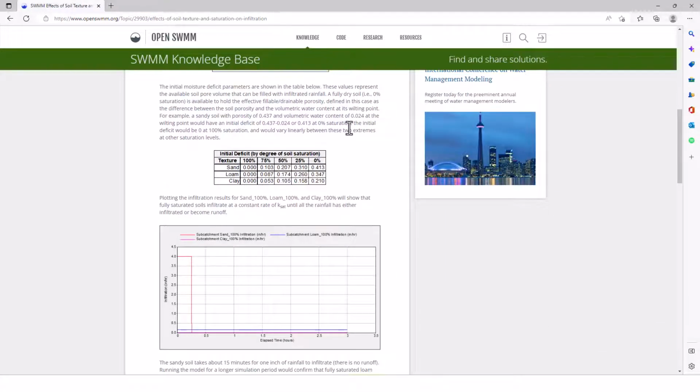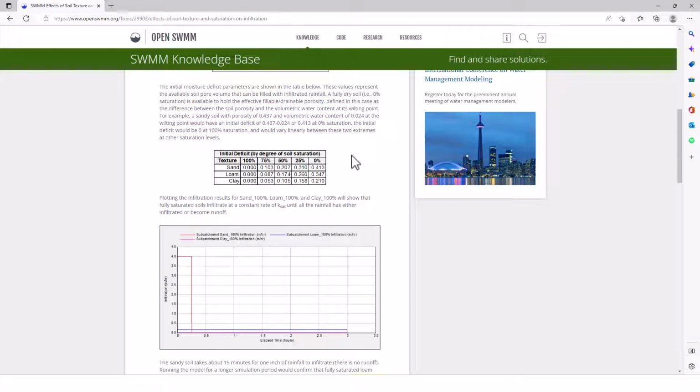The initial moisture deficit parameters are shown in the table. These values represent the available soil pore volume that can be filled with infiltrated rainfall. A fully dry soil, i.e. 0% saturation, is available to hold the effective fillable/drainable porosity, defined in this case as the difference between the soil porosity and the volumetric water content at its wilting point. For example, a sandy soil with porosity of 0.437 and volumetric water content of 0.024 at the wilting point would have an initial deficit of 0.437 minus 0.024, or 0.413, at 0% saturation.